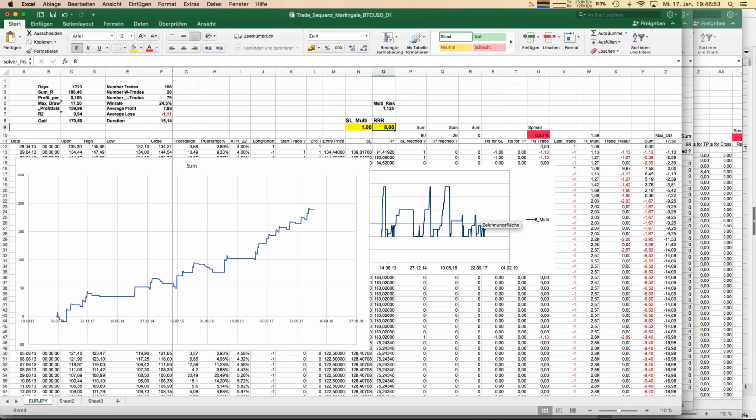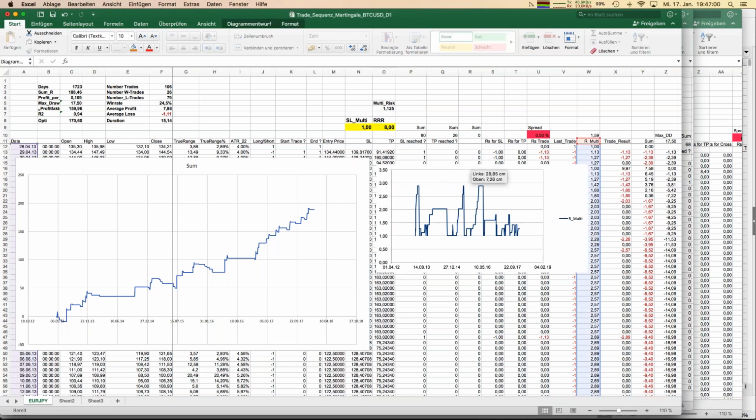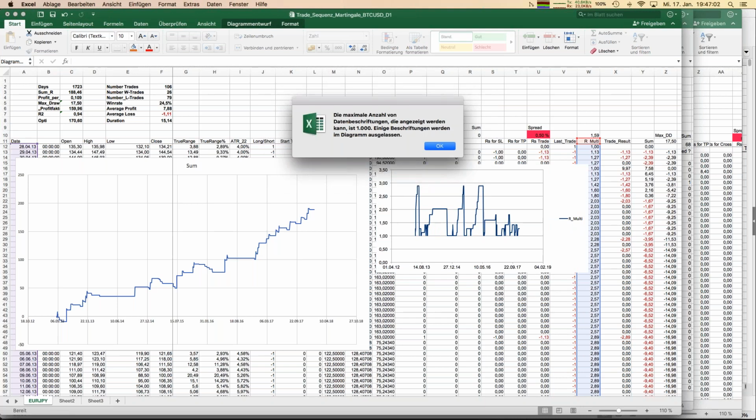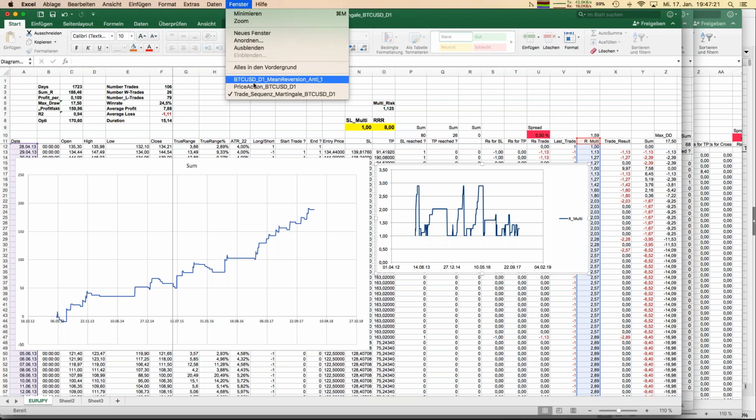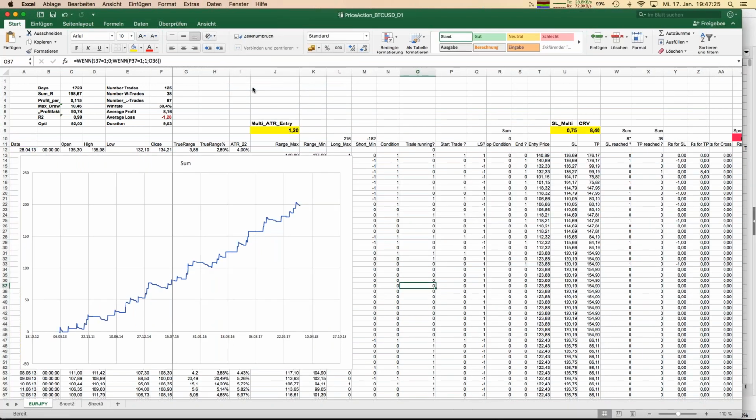And you see already here on the right-hand picture, that is a multiplier for the lot size, and you see we go up to 3 times the value of our original risk, which is not that bad. And then we get a really very nice strategy for Bitcoins once again. Yeah, and the best one I showed directly here in Excel is the price action strategy.